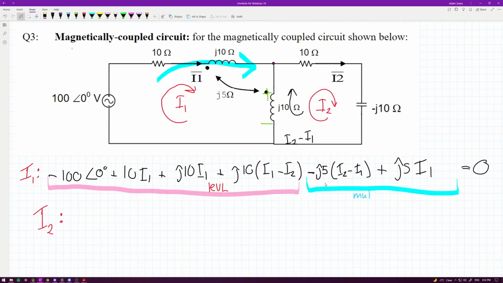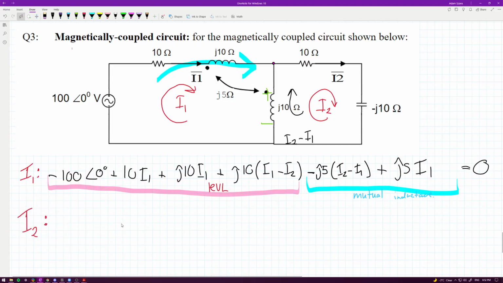So there's our mutual inductance. Or mutual, I don't know what to call it. Mutual inductance, I guess. Right, we get that. So then the next equation is going to be very similar.